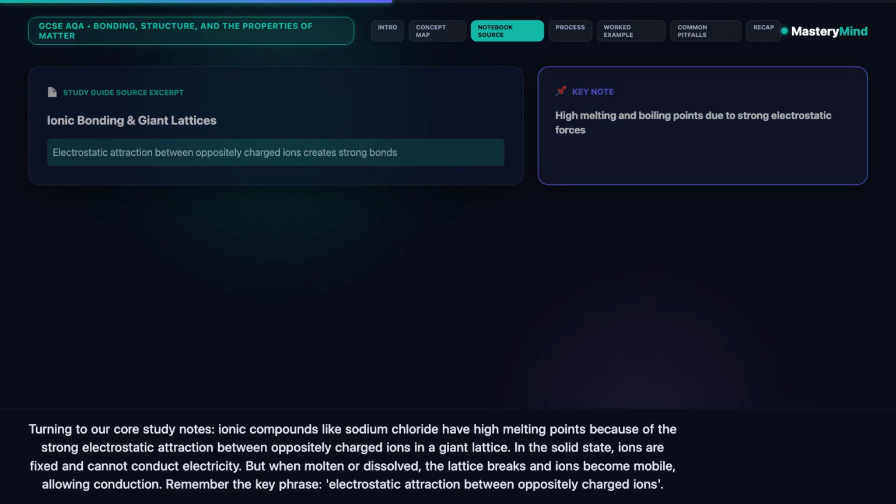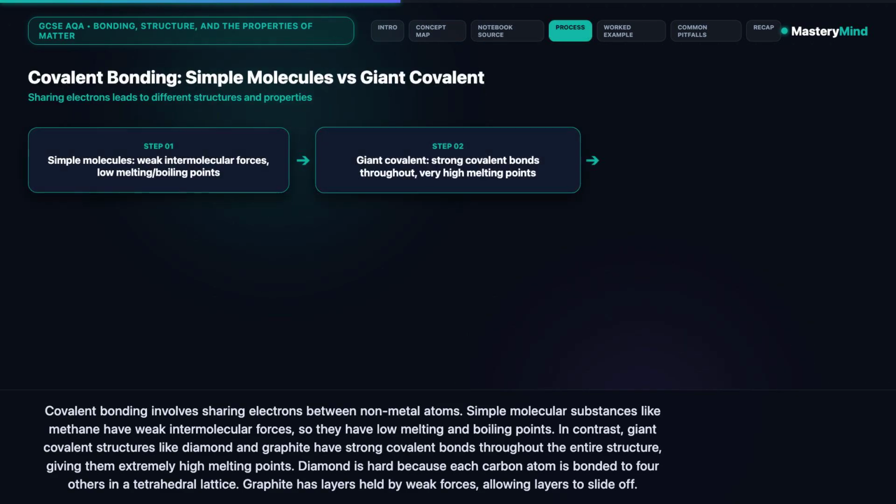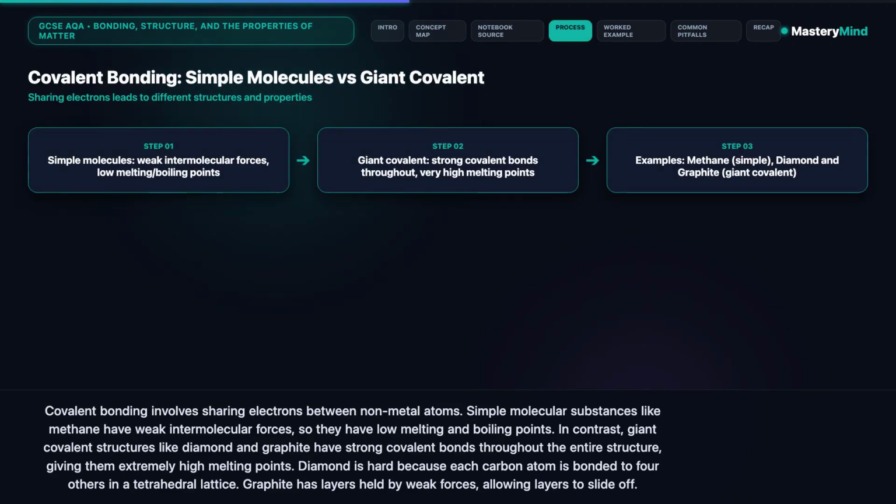Covalent bonding involves sharing electrons between nonmetal atoms. Simple molecular substances like methane have weak intermolecular forces, so they have low melting and boiling points. In contrast, giant covalent structures like diamond and graphite have strong covalent bonds throughout the entire structure, giving them extremely high melting points. Diamond is hard because each carbon atom is bonded to four others in a tetrahedral lattice. Graphite has layers held by weak forces, allowing layers to slide off.